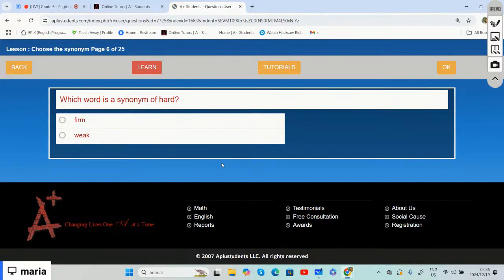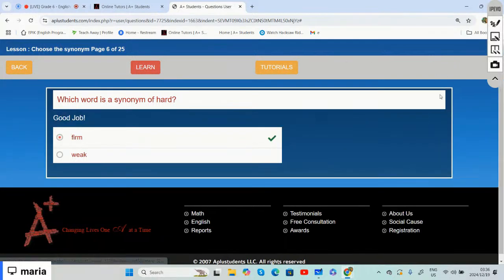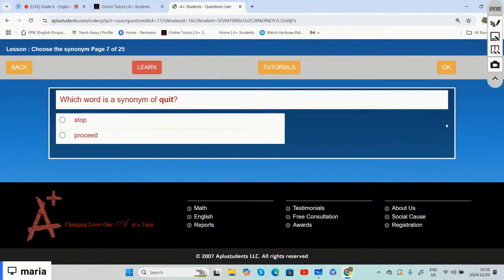And if we were to choose the correct option, then the word that's the same as hard is firm. Remember, something that is hard is not easy to break, right? Where something that is weak is easy to break. So it's something that is firm, is hard. So option one is correct.